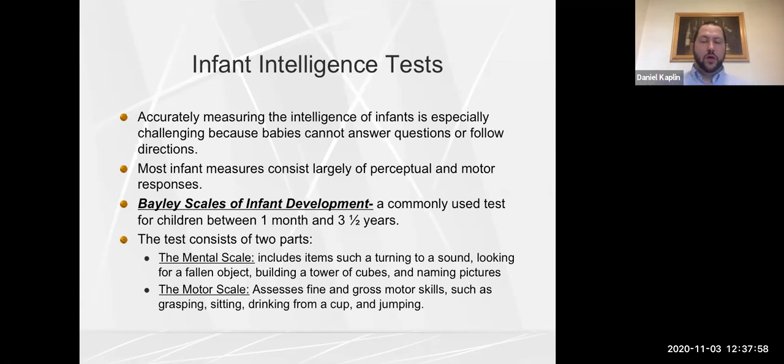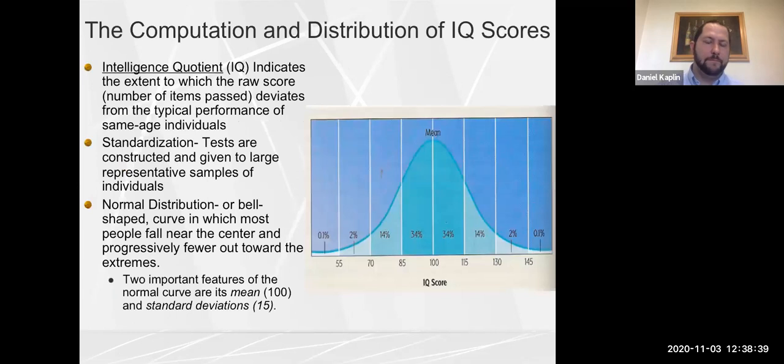All right, so the two components are mental abilities and motor abilities. It's interesting to note that the motor abilities you can identify earlier, and then the mental abilities become more complex as you get older. Mental abilities start with sensory and perceptual abilities, such as identifying a sound, looking at a fallen object, and then as you get older, building blocks, cubes, identifying pictures with language. The motor abilities start with grasping, sitting, jumping, drinking from a cup.